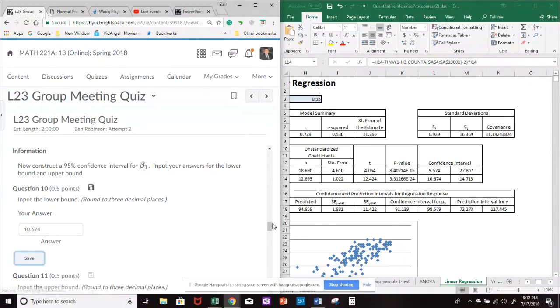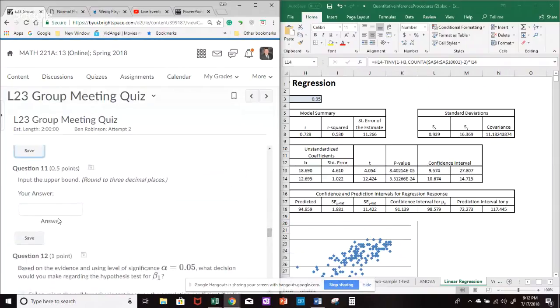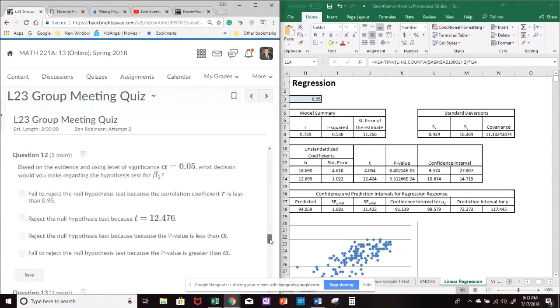And the upper bound would be 14.715. Okay. And then it says, based on the evidence and using level of significance of 0.05 or 5%, what decision would you make regarding the hypothesis test for B1? We would reject the null hypothesis because the p-value is less than 0.05. The p-values are really low.